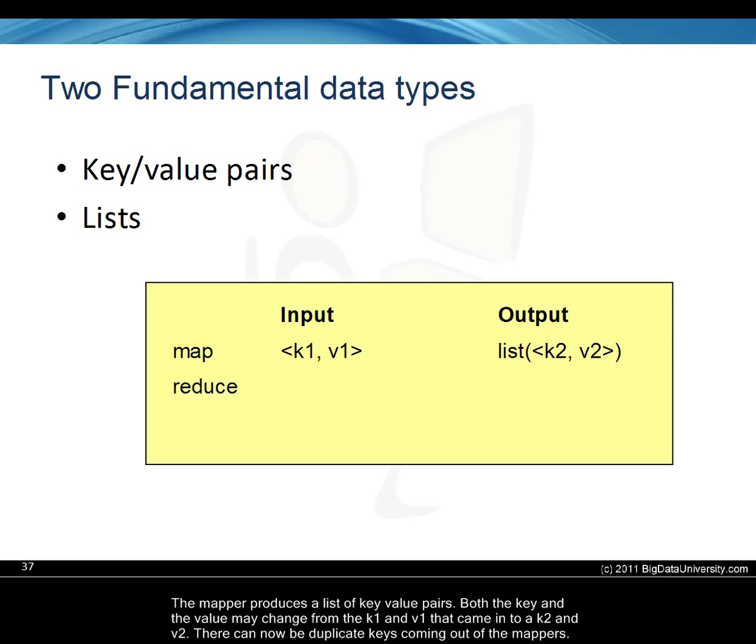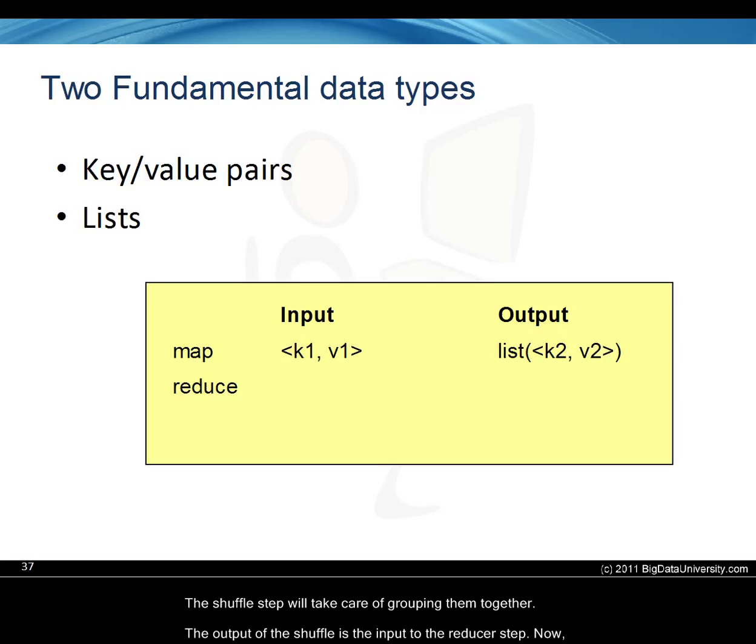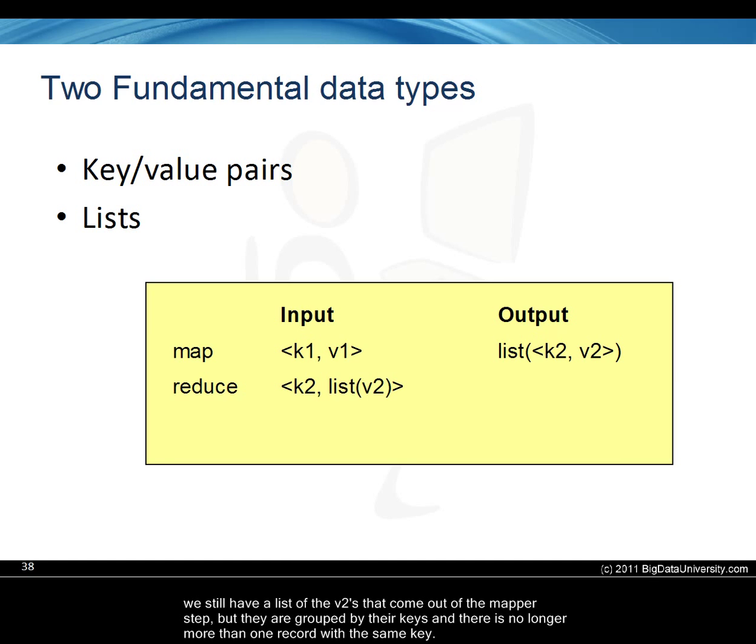Both the key and the value may change from the K1 and V1 that came in to a K2 and V2. There can now be duplicate keys coming out of the mappers. The shuffle step will take care of grouping them together. The output of the shuffle is the input to the reduce step. Now, we still have a list of the V2s that came out with the mapper step, but they are grouped by their keys, and there is no longer more than one record with the same key.